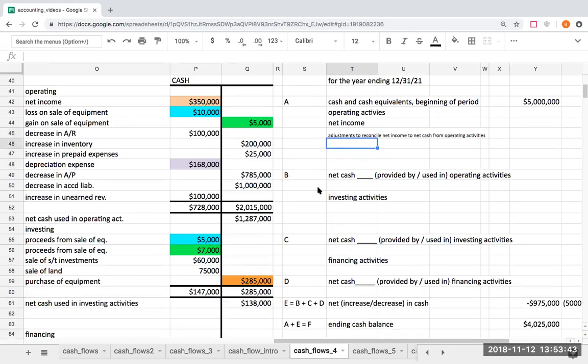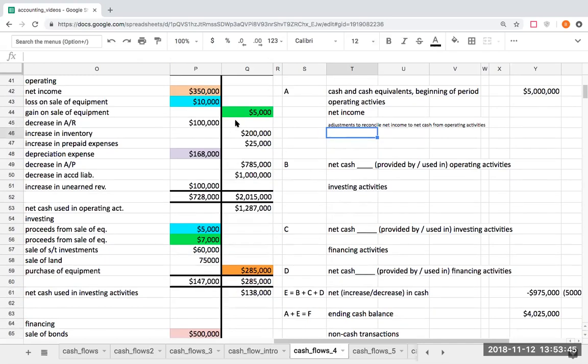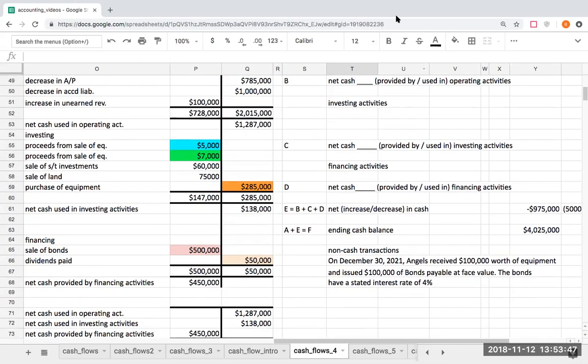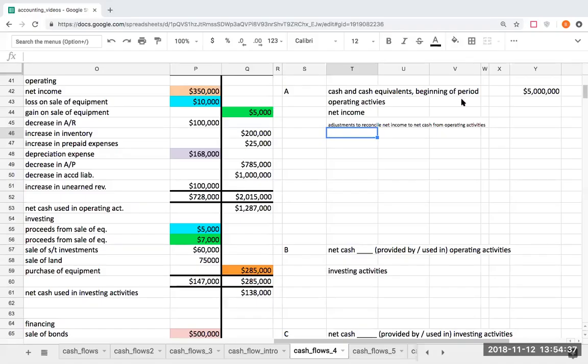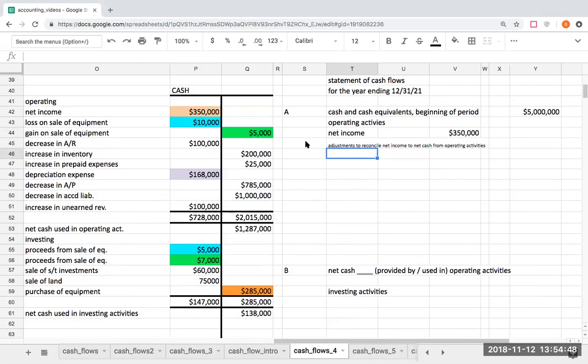So I need to give myself a little bit more room, or actually I should say a lot more room. So I'm just going to pause right here while I make these adjustments to my Excel sheet. Okay, we're back. So right over here, I'm going to show net income of $350,000. Now, again, when I'm showing amounts on the statement of cash flows, whenever I see a debit to cash, it's going to be a positive amount.